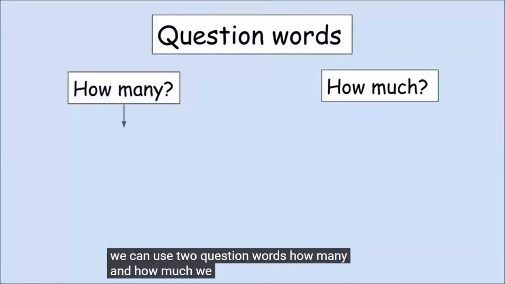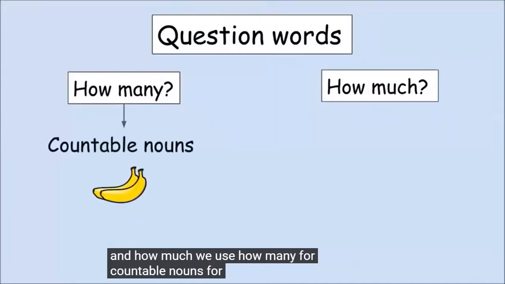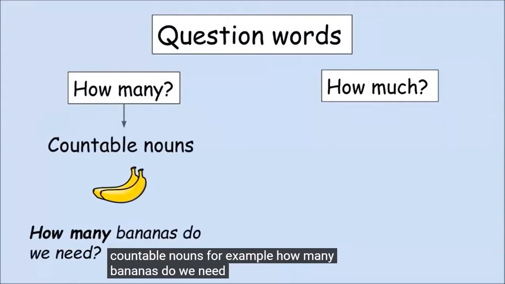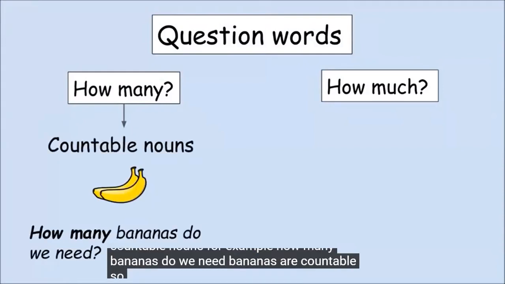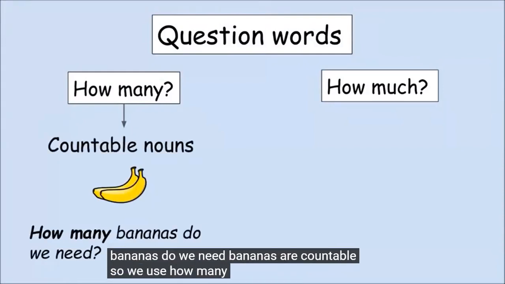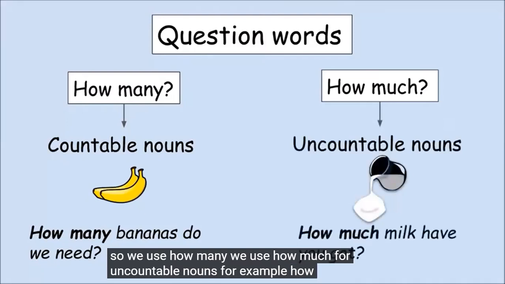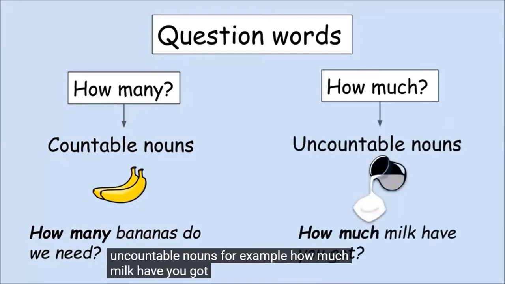When we want to ask questions about different quantities, we can use two question words: how many and how much. We use how many for countable nouns. For example, how many bananas do we eat? Bananas are countable, so we use how many. We use how much for uncountable nouns. For example, how much milk have you got? We can't exactly count milk, so how much is the way to go?